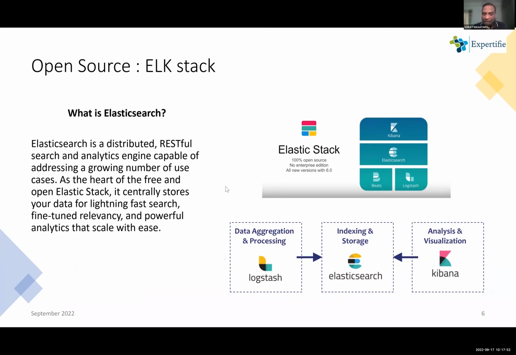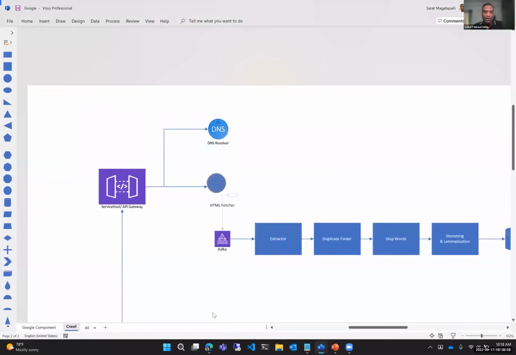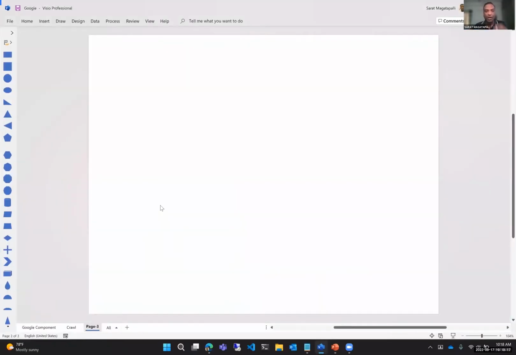So the first component is... before that, what is Elasticsearch? Elasticsearch is a distributed, RESTful search and analytical engine capable of addressing the growing number of use cases specific to search. So what are the various components we have in Elasticsearch? Maybe I'll go to the drawing board and we'll talk about these aspects.